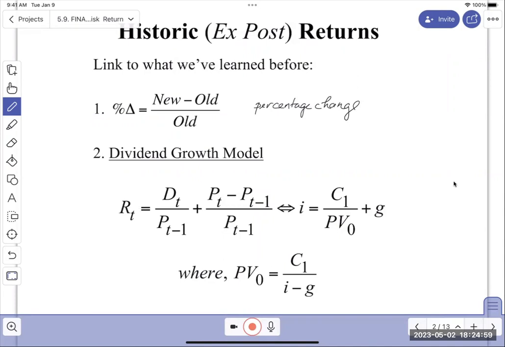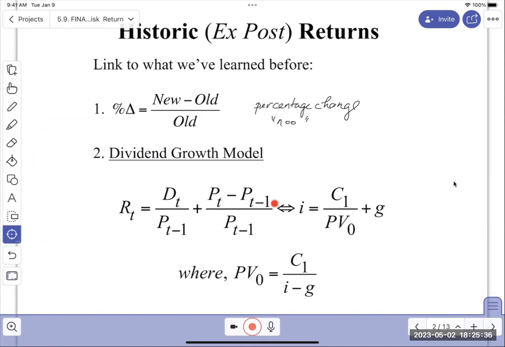Percentage change is usually associated with a growth rate. So the percentage change in GDP, right? The percentage change in productivity, the growth of the economy. To calculate the percentage change of prices or other indices, you just take the new value minus the old value divided by the old value. Some mnemonic to remember.